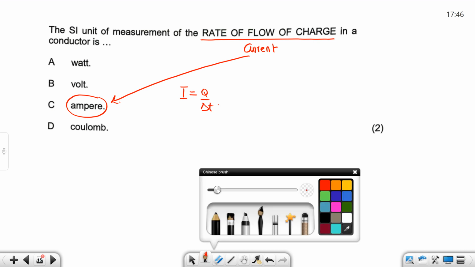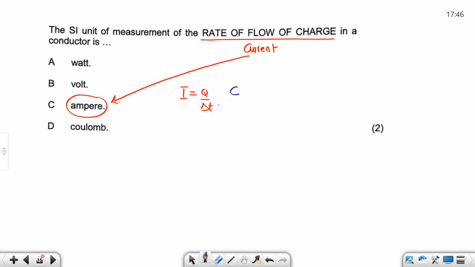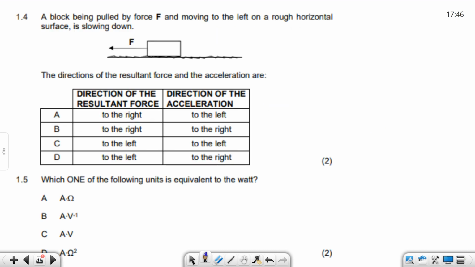What is Q measured in? Coulombs. And time is in what? Seconds. So this is coulombs per second, and that's the same as amperes. So should they ask you, use your formulas to get an answer. Beautiful, guys. Lovely.